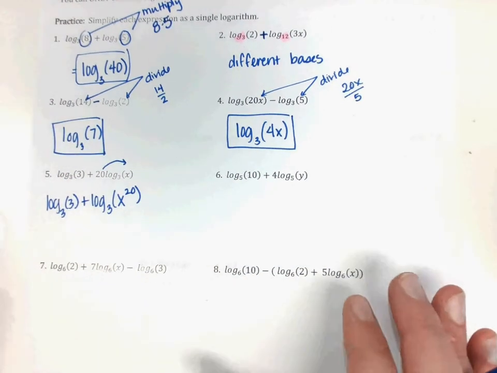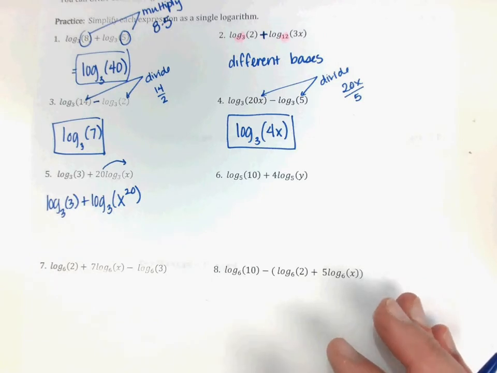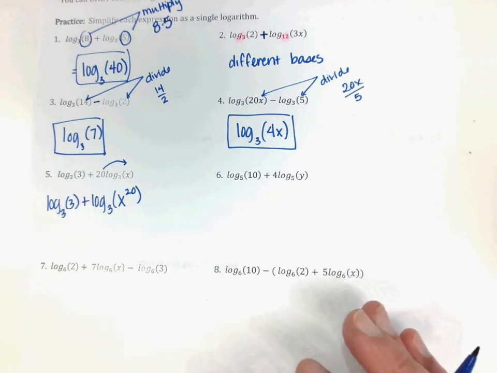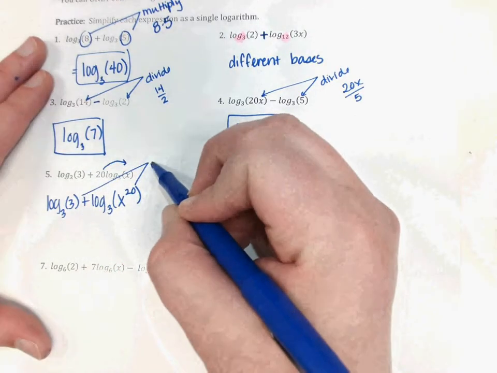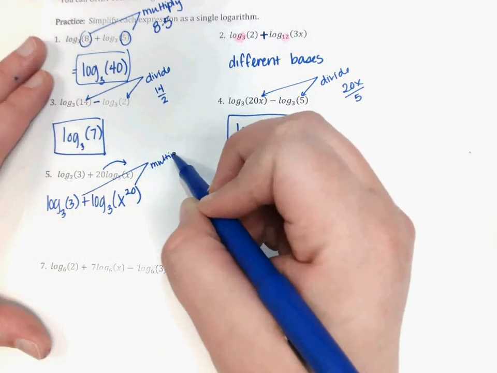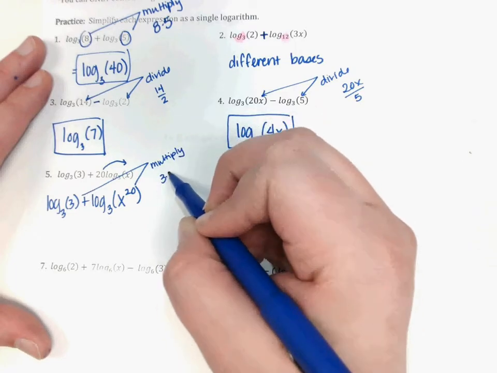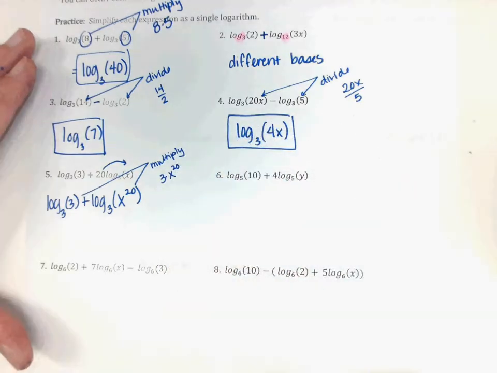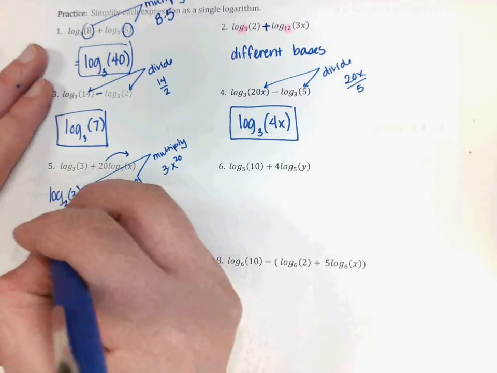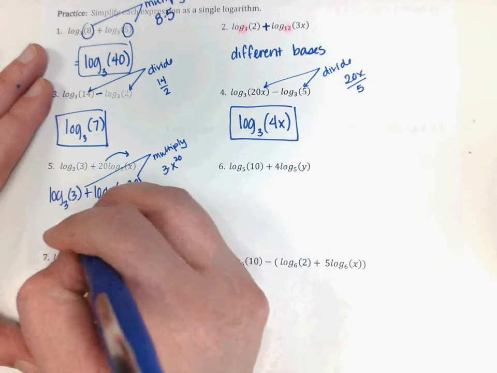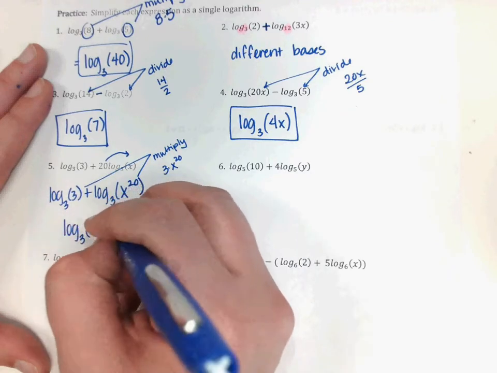So I have log 3 of 3 plus log 3 of x to the 20, because I used my exponent rule. Then from there, if my logs are added, what does my addition rule say I need to do with the arguments? I need to multiply. What is 3 times x to the 20? 3x to the 20. You just put them next to each other. Okay, so I'd have log little 3 of 3x to the 20. Make sense?